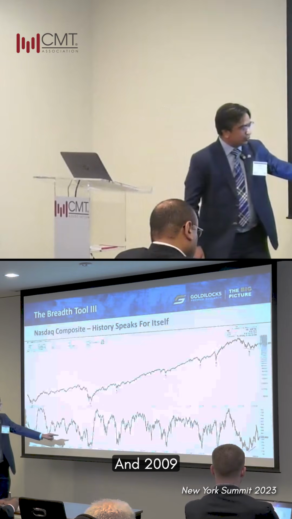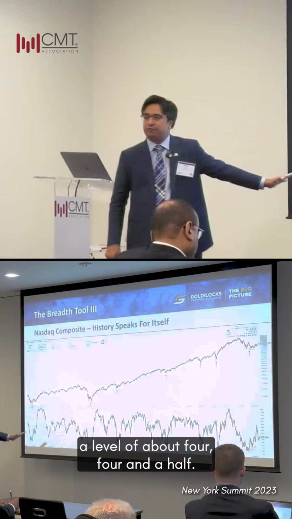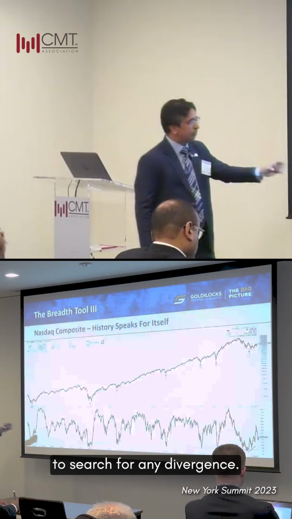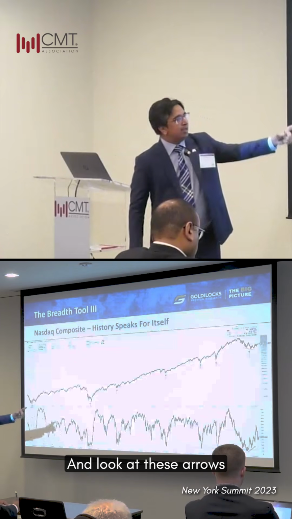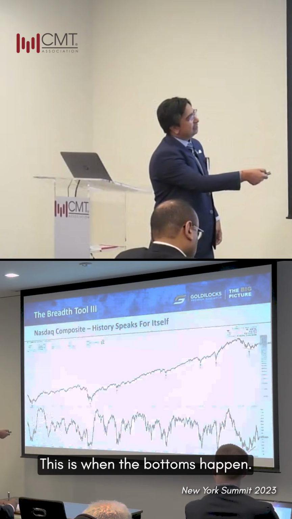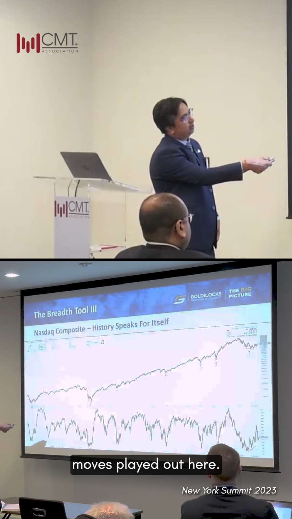And in 2009, obviously the worst period, this number hit a level of about 4.5. So 10 is usually the starting point to search for any divergence, and that's how it's played out. And look at these arrows which I've highlighted here. This is when the bottoms happened, and this is when the moves played out here.